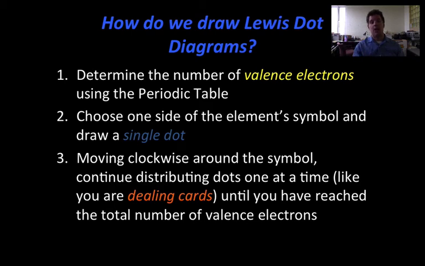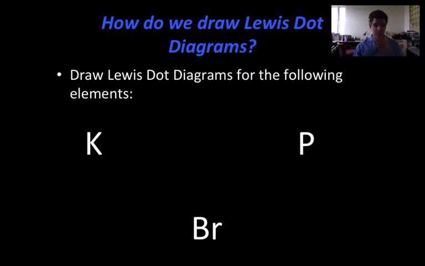That card example I really like. It's one that a student came up with. When you're dealing a deck of cards, you don't say, all right, here's 7 to you, and 7 to you, and 7 to you. You go 1, 1, 1, 2, 2, 2, 3, 3, 3. We do the same thing with the electrons when we're drawing dot structures. So let's do a couple examples real quick. We're going to draw dot diagrams for the following elements: potassium, phosphorus, and bromine.